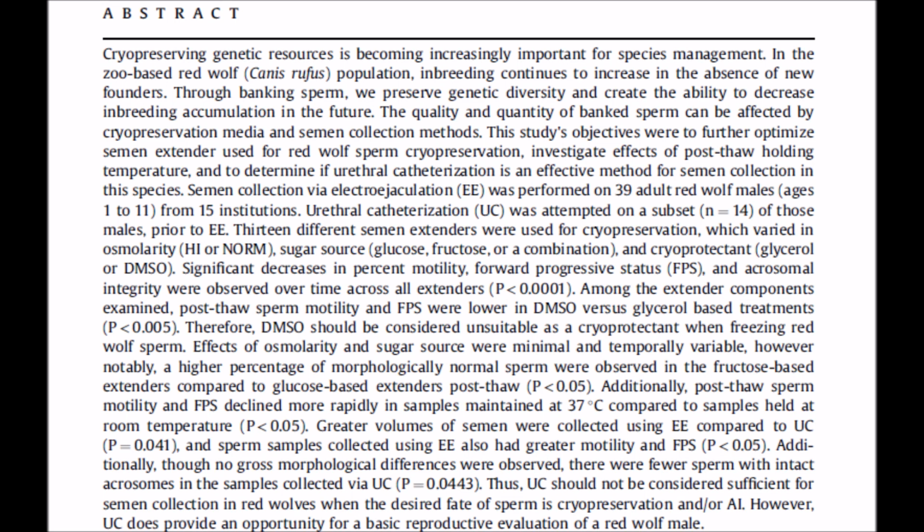Whenever you read the results of a study in the primary literature, you see a p-value associated with the concluding statements being made. For example, a paper may conclude that among the extender components examined, post-thaw sperm motility and forward progressive status were lower in DMSO versus glycerol-based treatments, p less than 0.005.